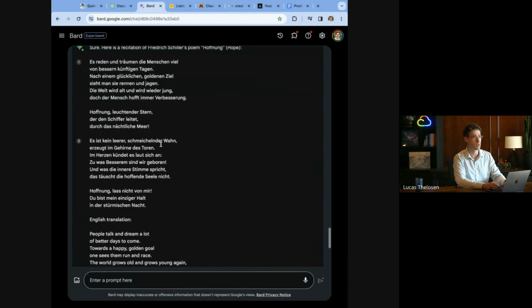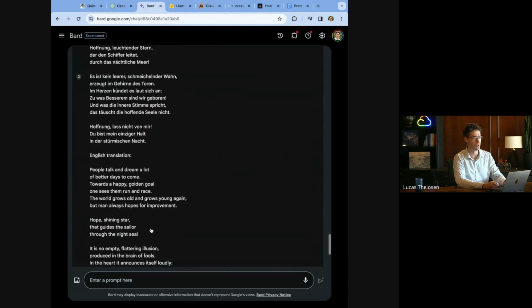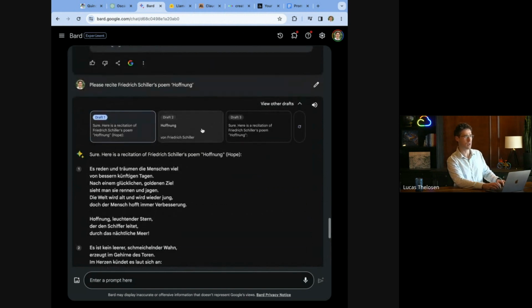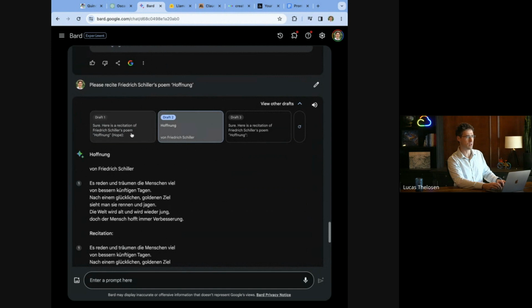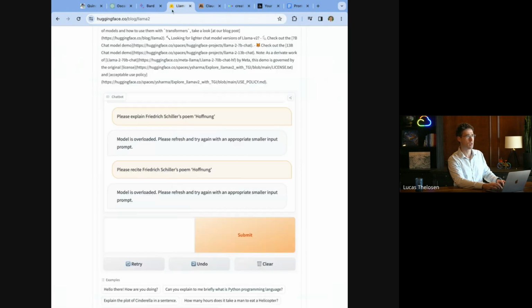So this is Bard, this is Google's. And under here, it has some sources, which is fantastic to see. Again, we can look at the different drafts, right? So in the drafts, you can see that they might be also, oh yeah, okay. So you can see there are some changes in how it writes the poem.